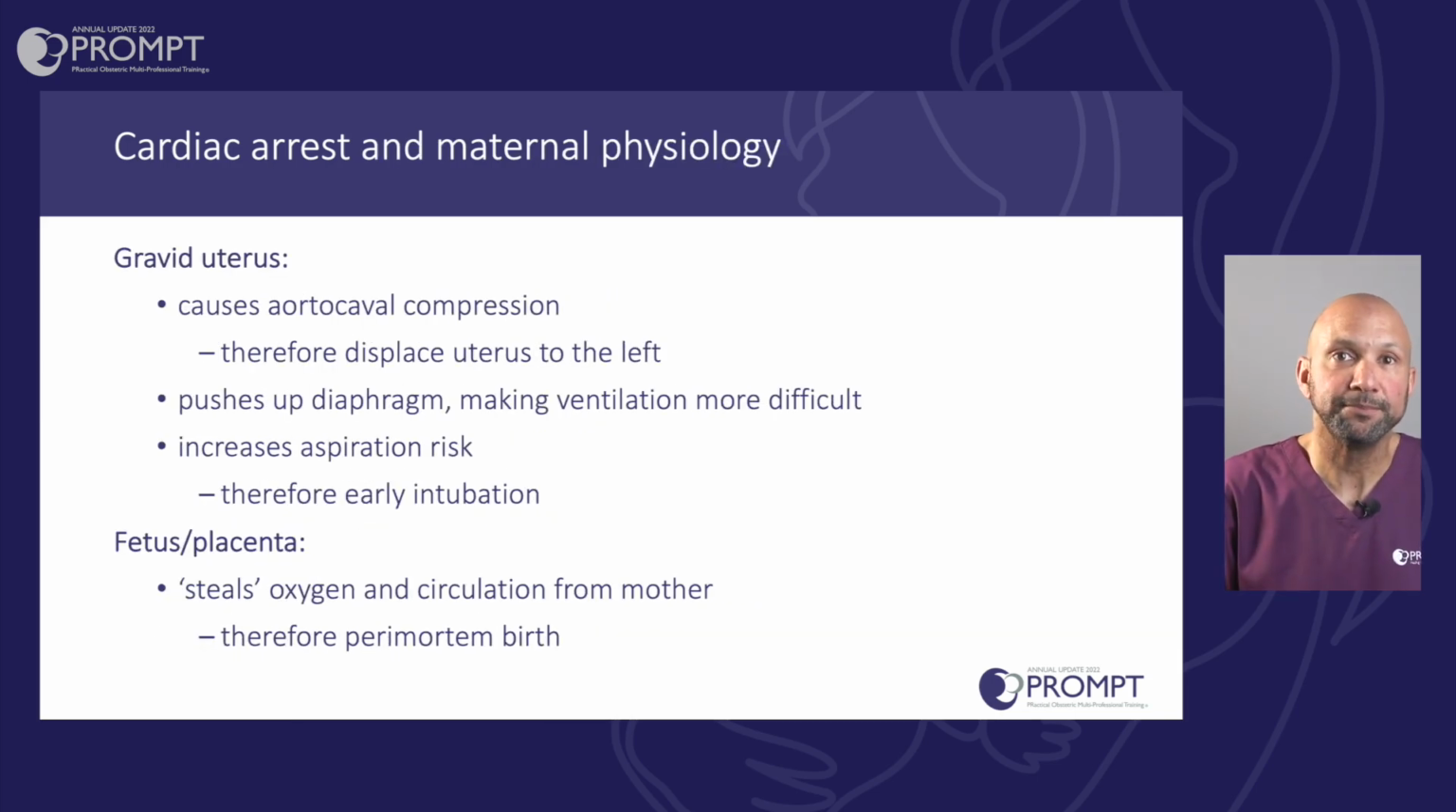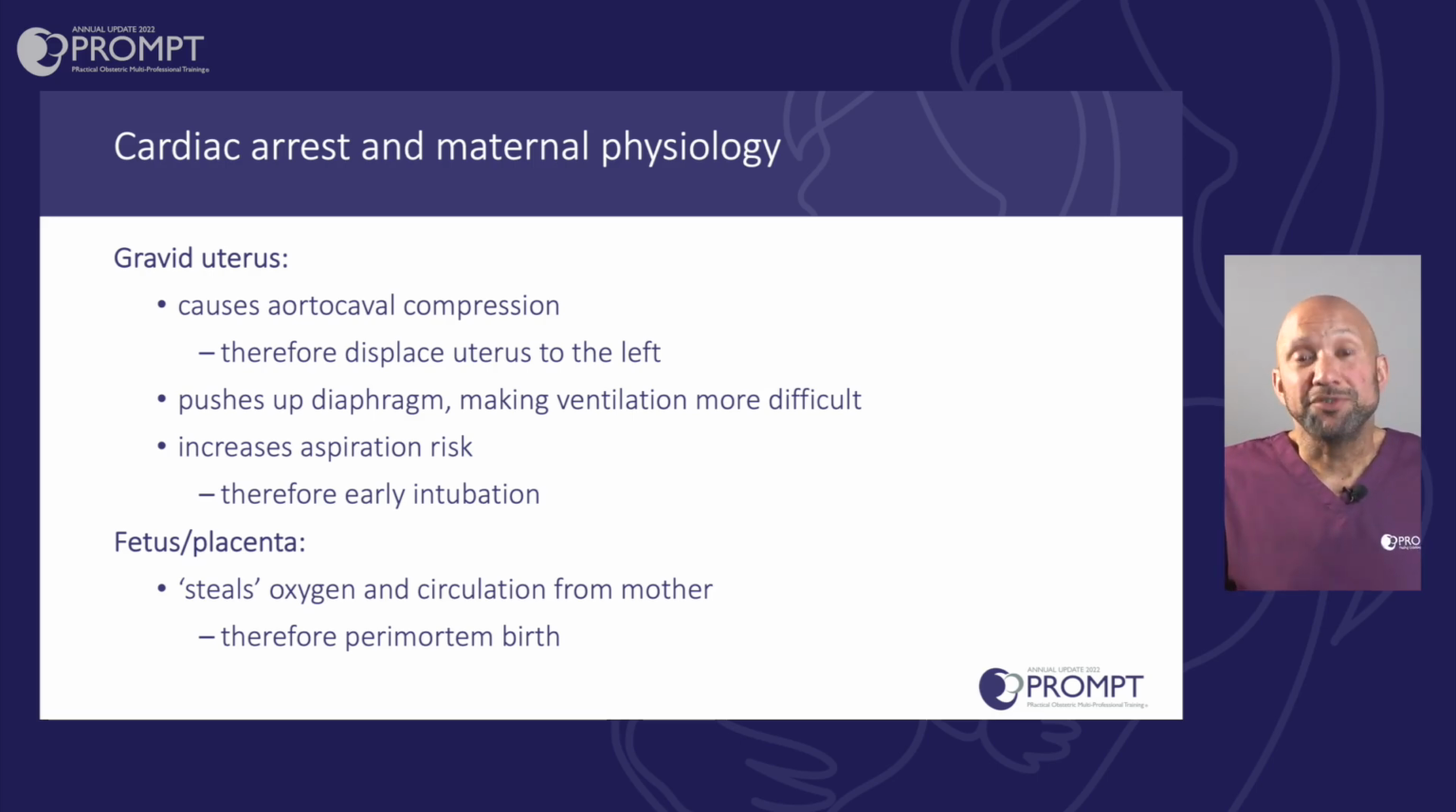So what are the things that we need to think about with a maternal cardiac arrest that might make it slightly different to other cardiac arrests? One of the main things is the effect of the gravid uterus. Now, this causes aortocaval compression, therefore we should displace the uterus away to the left.